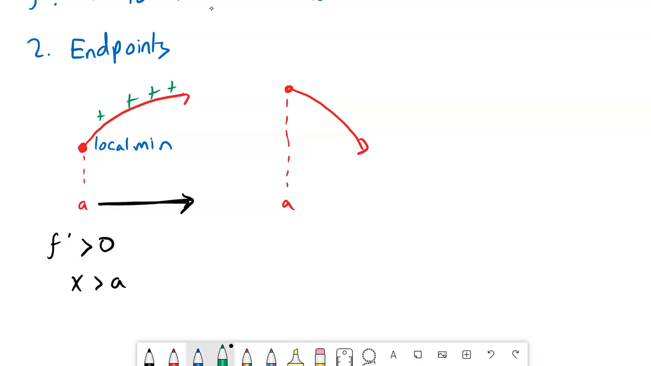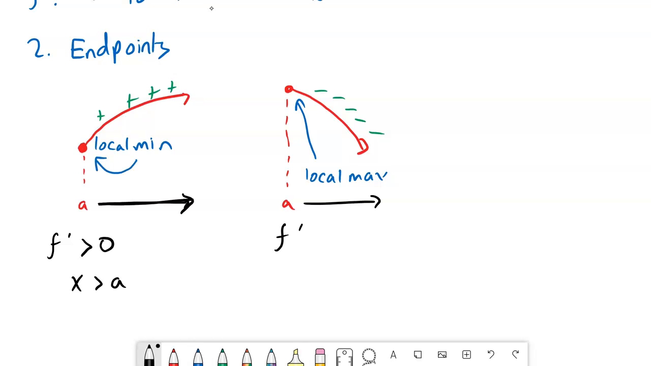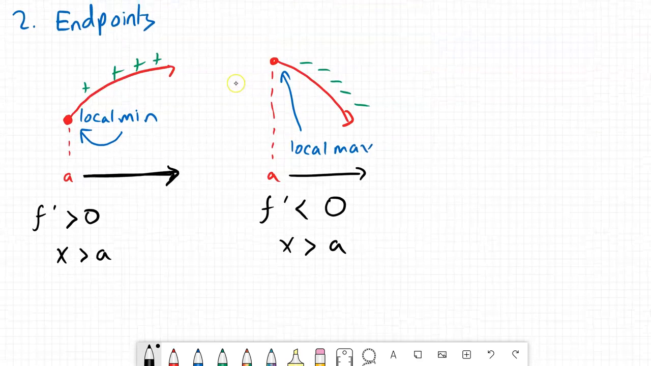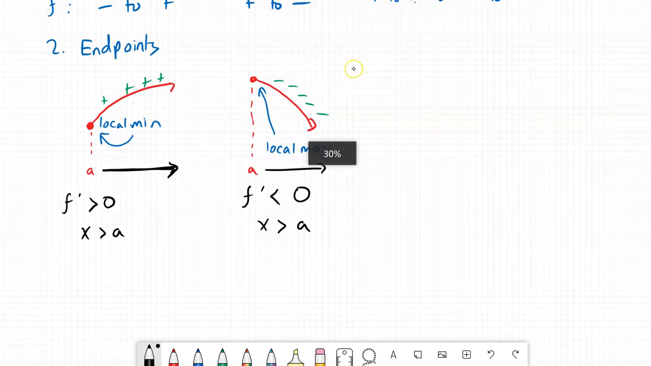And then similarly, for x values that are greater than a, if these are minus, minus, minus all the way through, this is called a local max. So this is a local max and this is a local min. And the way we formalize this very similarly is that if the sign of the first derivative is negative for values that are greater than a. And then we want to look at the second part of the endpoints, the b, right? So this is the a. Let's talk about the other part, b.